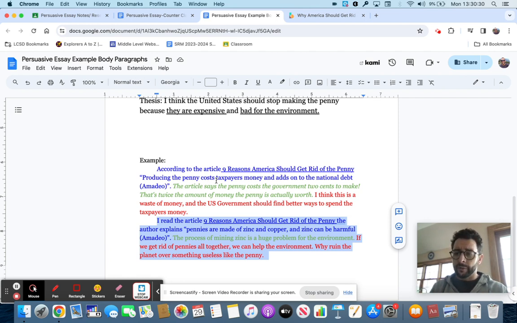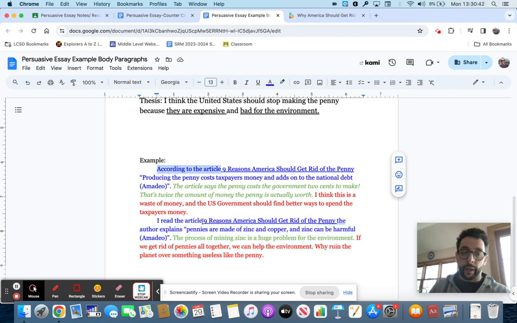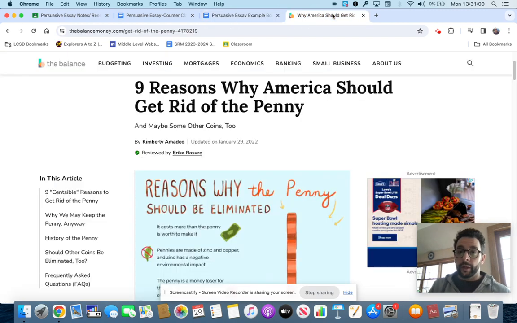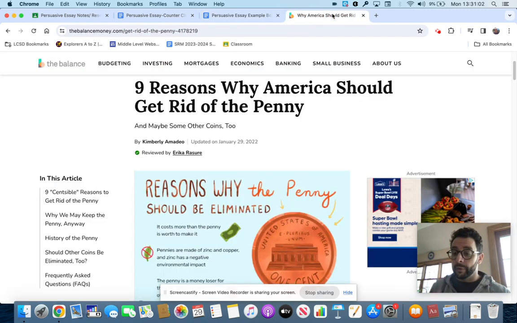And this is actually a little simpler than it seems. You just got to make sure that you're not pulling too much information from the article. So, what I want you to do is start off with a very simple, like, according to the article, or I read the article, or I researched this. You're welcome to use my examples exactly the way they are, or come up with your own as long as it makes sense. When you are writing your body paragraph, you should make sure that you have the website that you got the information from pulled up, because you're going to need that.